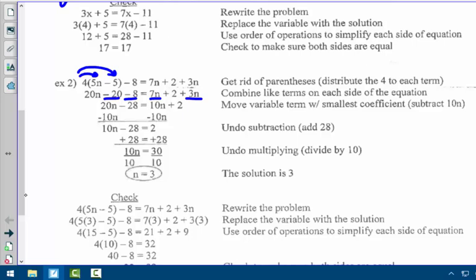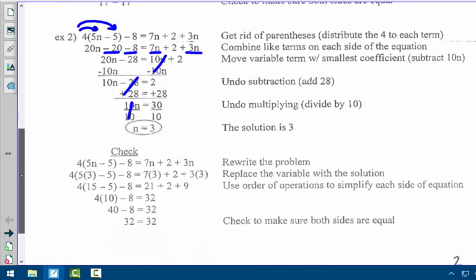10n is the smaller variable. Subtract 10n from both sides. Adding 28 to both sides, because we're looking at adding and subtracting next. Then taking care of multiplication and division, dividing by 10. n equals 3. Beautiful check process, writing the word check. Rewrite the original problem. Replace the variable. Do all of your computation. Now you are following the order of operations, so watch your correct order there. And then getting that 32 equals 32, yippee, correct answer.